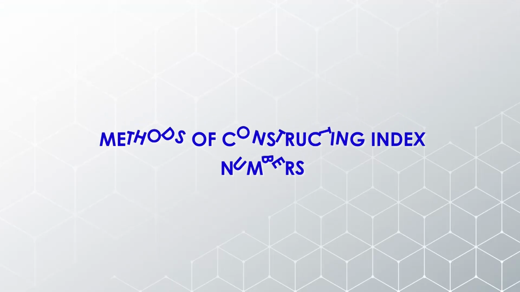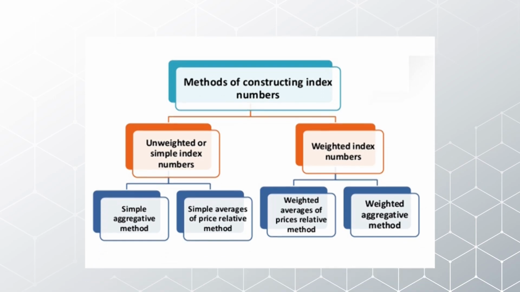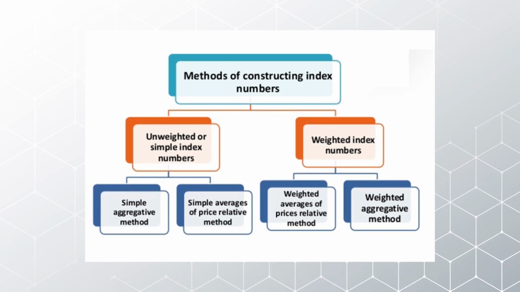So now we have seen how certain stumbling blocks can be eradicated while we are formulating the construction of index numbers, and there are certain methods of constructing index numbers. If we go into the backdrop, we will find that the methods of constructing index numbers are bifurcated into unweighted or simple index numbers and weighted index numbers. When we segregate the unweighted or simple index number, it is bifurcated into the simple aggregative method and the simple averages of price relatives method. So these come under the ambit of unweighted.